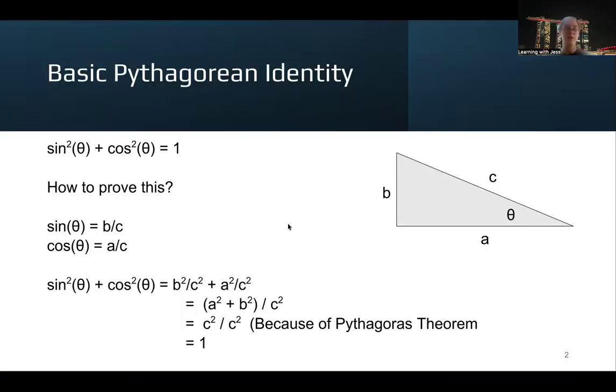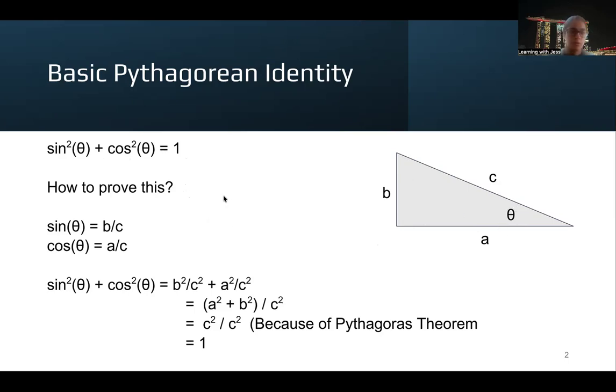First up, we have our basic Pythagorean identity. We have sine squared theta plus cos squared theta is equal to 1. How do we prove this? Well, we have our triangle here. It's a random right triangle. And we have an angle here that's called theta.